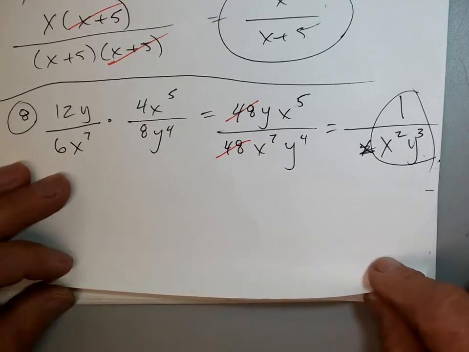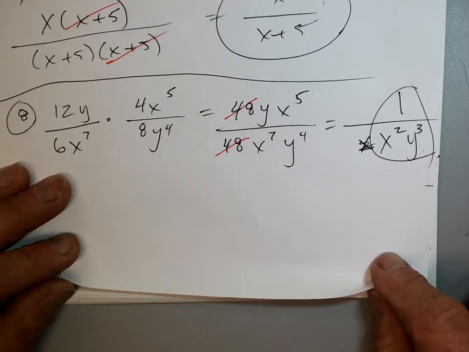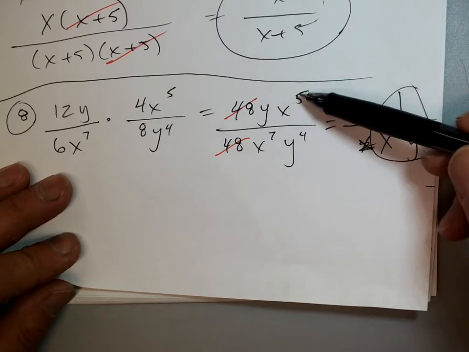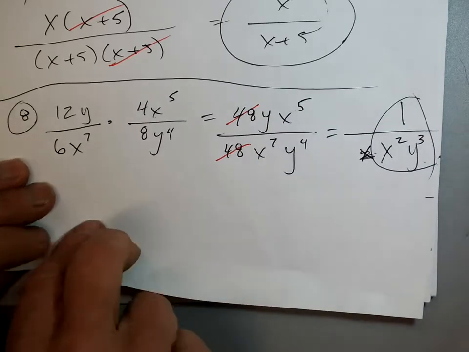I'll turn the page when you're ready, okay? So I just canceled, right? Just canceled x's with x's and y's with y's. Okay, turn the page. Okay, number 9. Hopefully I'm not going too fast.